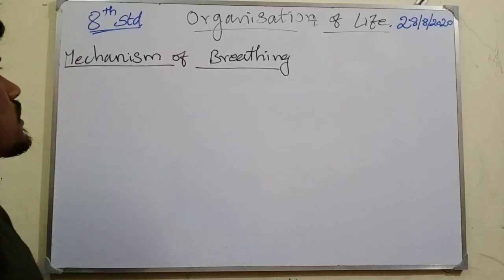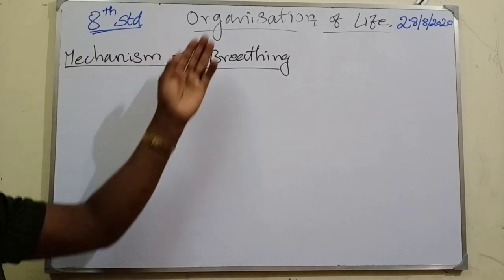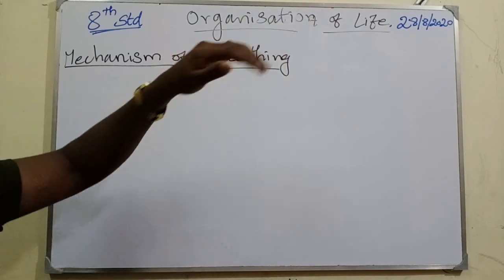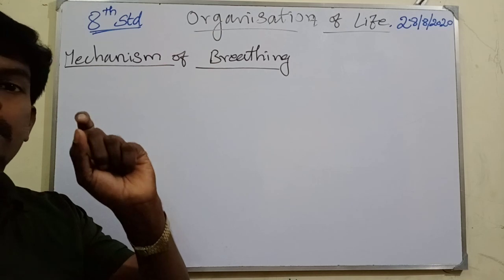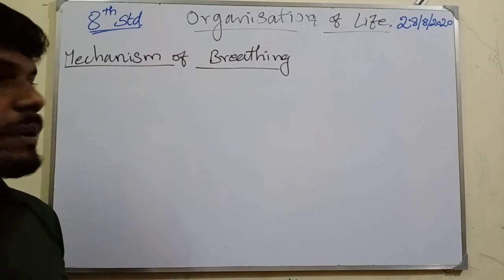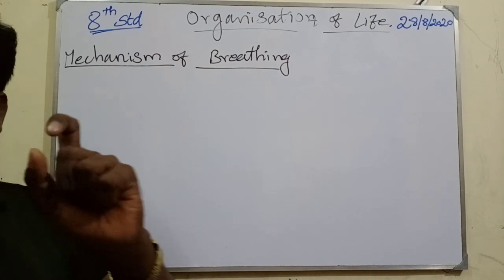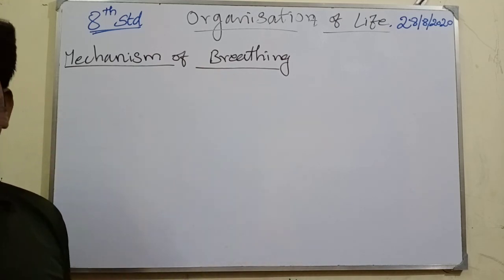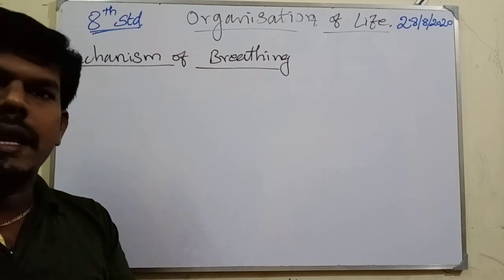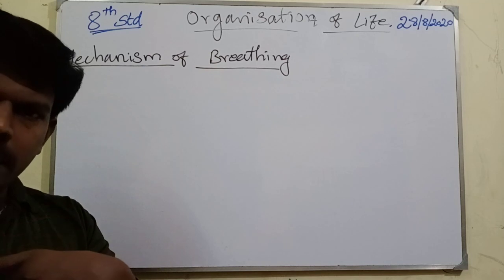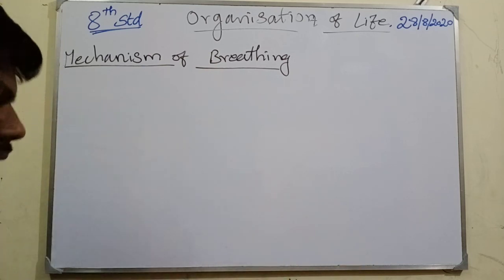Today we are going to discuss the mechanism of breathing from Organization of Life. With this chapter, we have already completed the respiratory system, and how the respiration process is involved. I will explain the mechanism of breathing. Mechanism means function. Breathing means inhale and exhale. During breathing, how does oxygen enter inside and carbon dioxide get released? That process I will explain.